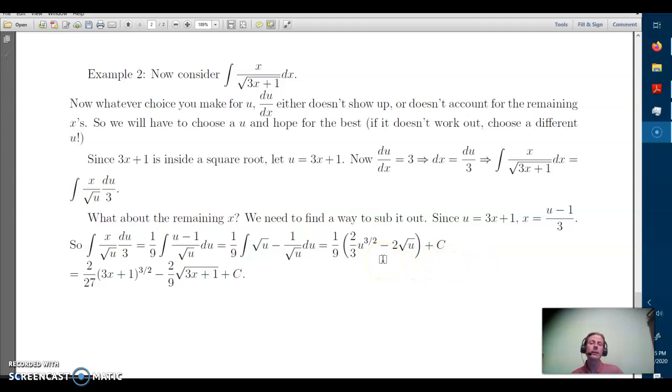And finally, we just replace the u with what it equals, which is 3x plus 1. And meanwhile, we'll simplify the constants a little bit and get our final answer to be 2 over 27 times the quantity 3x plus 1 to the 3/2, minus 2/9 times the square root of 3x plus 1, plus c.